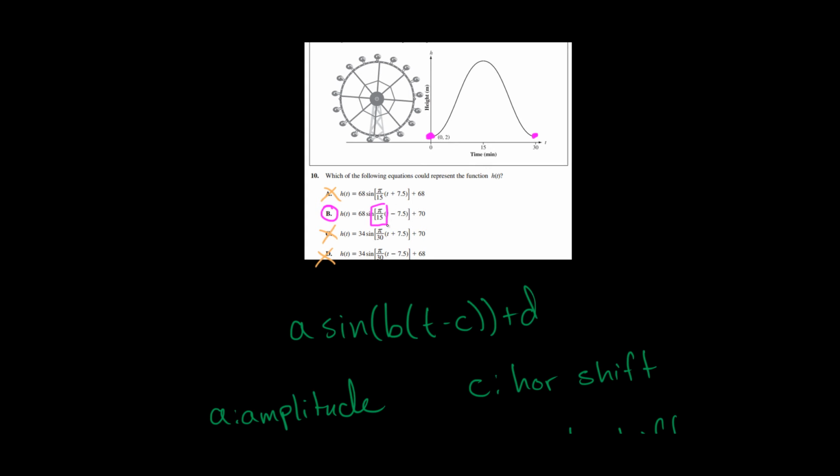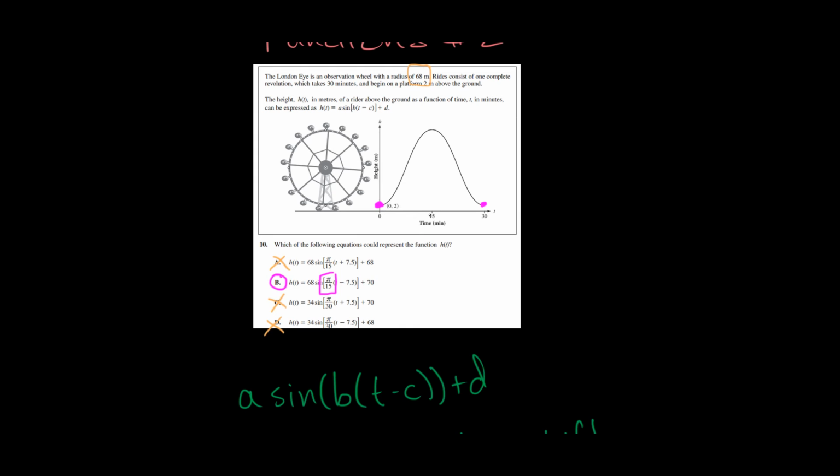Now for the horizontal shift, that's kind of the trickiest part. Let's see how this graph would look if it didn't have any horizontal shift. It would look something like this, where it's curved the same amount up as it is down.